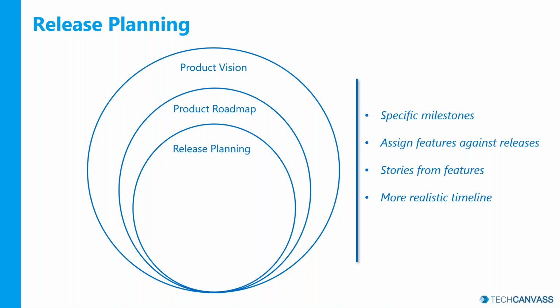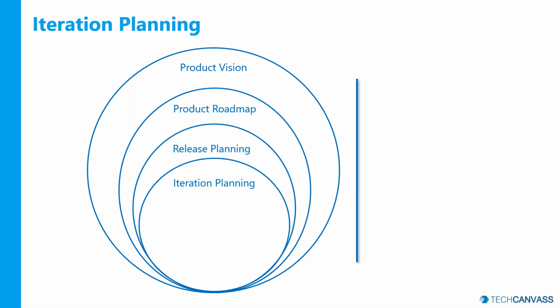Now, is that enough for the team to start working? Not really. Release plan is long term. It talks about what needs to be released in the next 1 month, 2 months, 3 months, right? But what the team needs is weekly plans so that they know what they need to do. So the next level of planning in Agile is called iteration planning, which is also known as sprint planning. Some of you may be familiar with it. So here we talk about the actual stories that need to be delivered in the next 1 or 2 weeks.